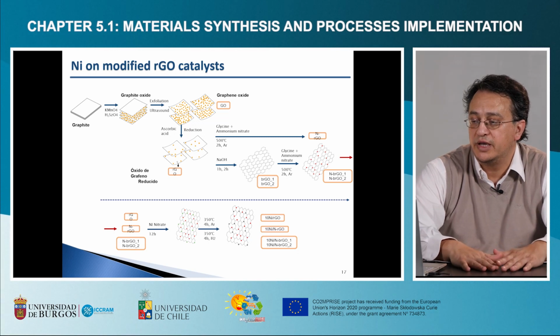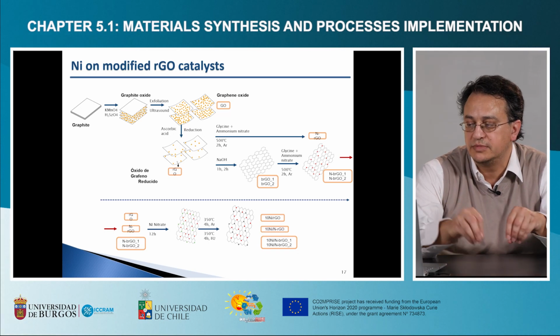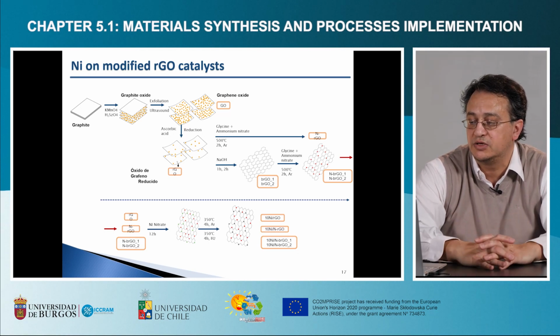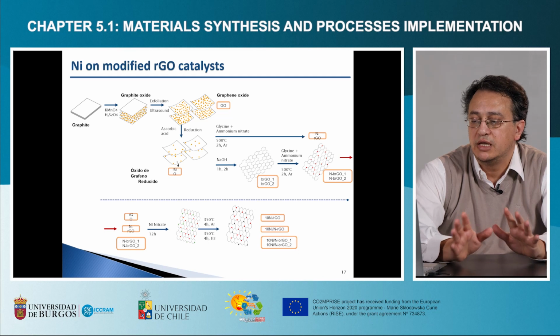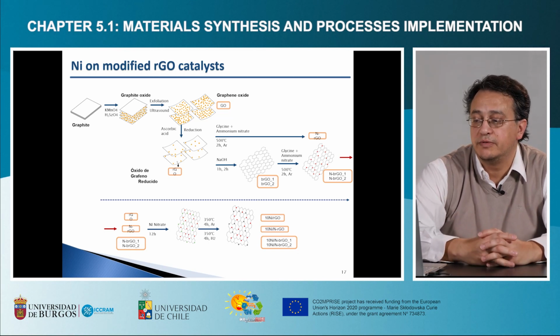So in such a way, we're able to produce a model system. You see, it's a layer with different species, different characteristics on it, that allow us to see the effect of each one on the activation of the CO2 molecule.